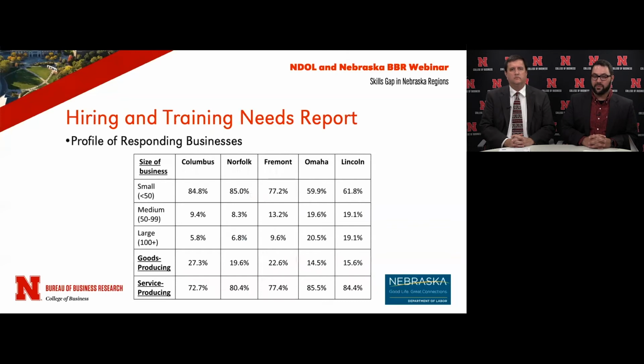So now let's move into the hiring and training needs report. This is a chart showing the profile of responding businesses for the 5 report cities we conducted this year. And it shows the percentage of businesses with small, medium, and large number of employees, and goods and service producing employers who responded to the survey. We were most interested in this business survey to hear from employers who are actively hiring, and statewide the percentage of goods and service producing businesses are 15% goods producing and 85% service producing.